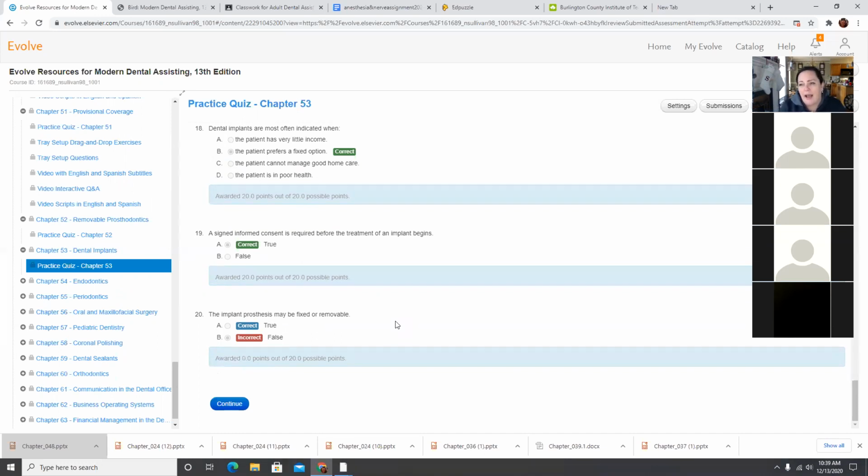Okay. So you could have removable ones. Like my mom has a removable lower and she has 2 implants right here and here, and it just snaps right in. But she takes it out every night. Okay. So that is, do we have any questions about implants?